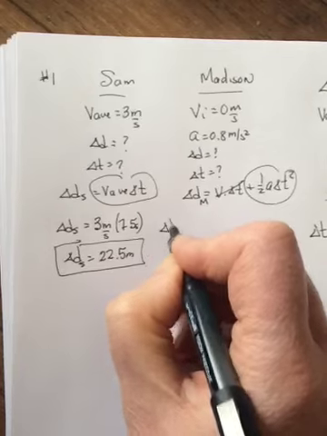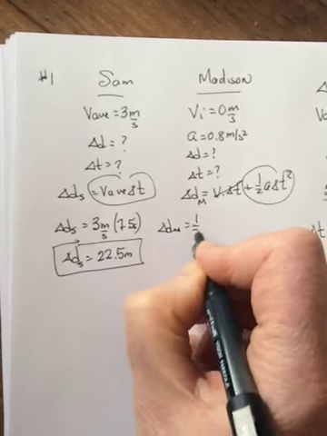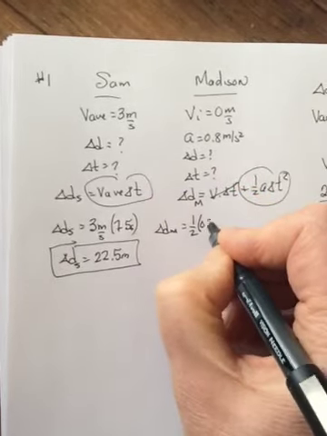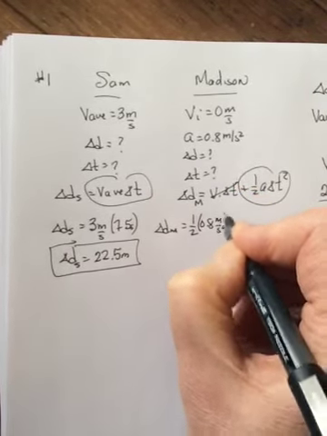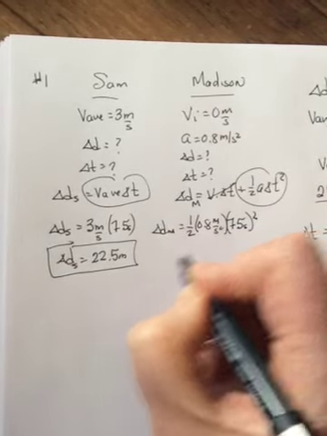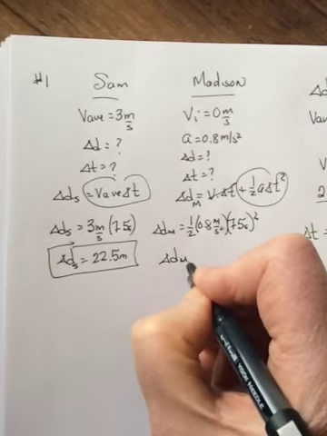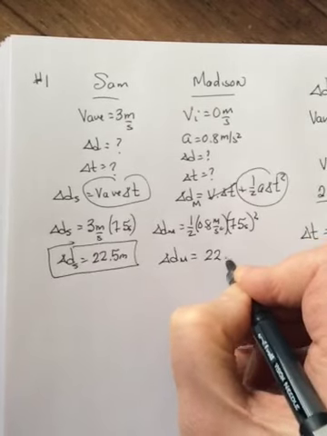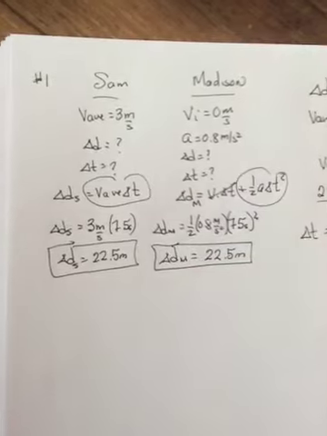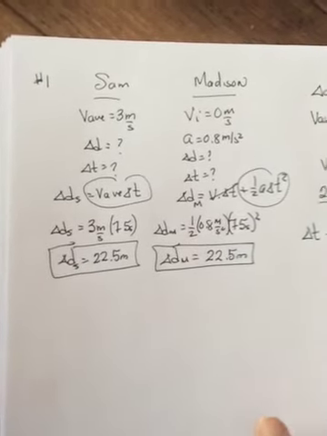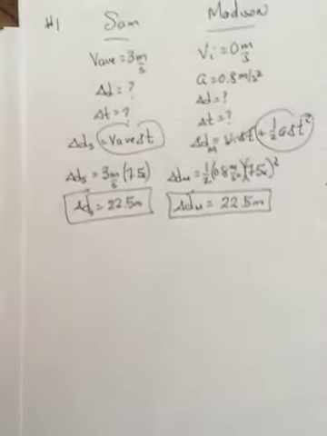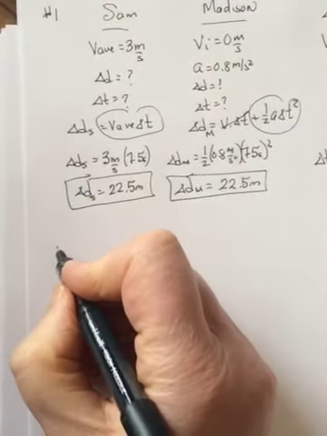And for Madison, it's going to be 1/2 A, which is 0.8 meters per second squared, times 7.5 seconds squared. So 0.4 times 7.5 squared. Lo and behold, it ends up being 22.5 meters. Do you need to do both? It's always good to do both, because that's your check. If they're the same, then you're right. If they're not the same, then you screwed up somewhere.